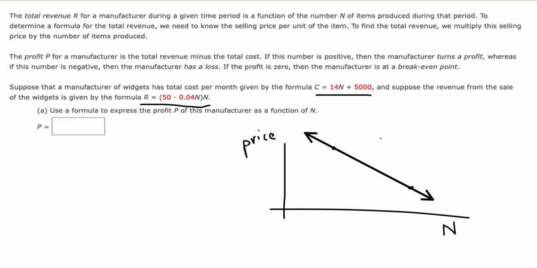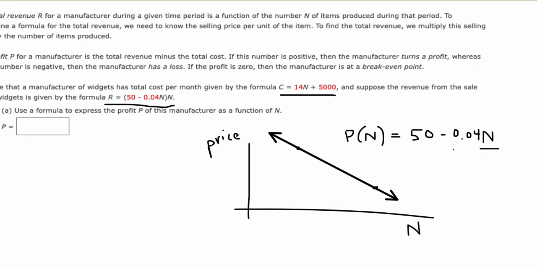Okay? And now think about what kind of formula that would have. It would be a formula P in terms of n. And what would it be? Let's just say, hypothetically, that it was 50 minus 0.04 times n. So the idea being, if you want to sell more items, let's say more n, then you have to lower the price. That's the concept here.